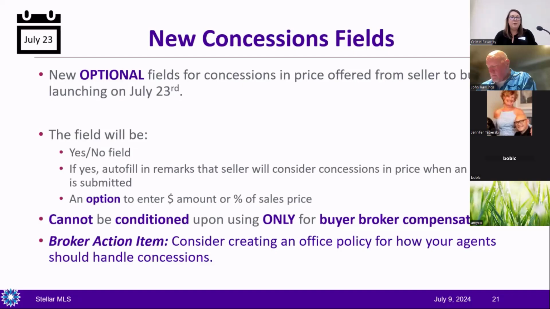So this is an optional field. You do not have to use the field, but if you do decide to use it, an autofill remark is going to come up. And that remark is going to say the seller will consider concessions in price when an offer is submitted. They're not guaranteeing anything. This is not a guarantee. This is just a, hey, we'll think about it. And then there's an option to enter a dollar amount or a percentage of the sales price. So depending upon the offer they receive, they may or may not agree to pay this concession, but it is there.